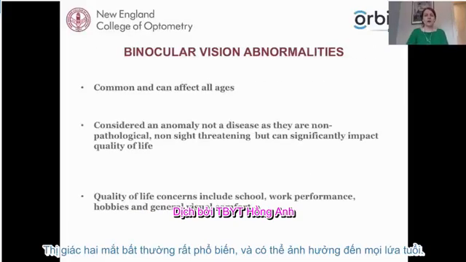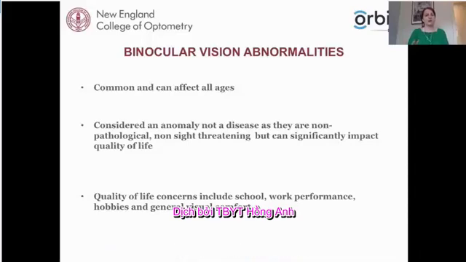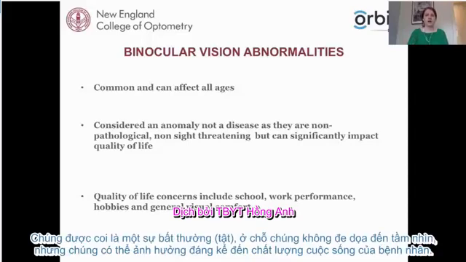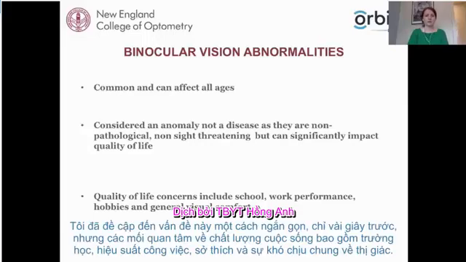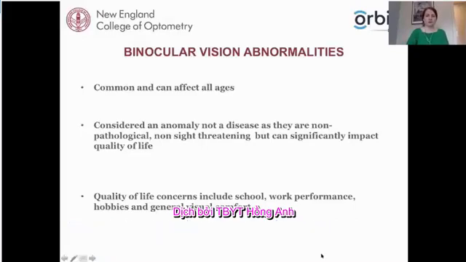Binocular vision abnormalities are very common and can affect all ages. They're considered non-pathological. They're considered an anomaly in that they're non-sight threatening, but they can significantly impact patients' quality of life. I touched on this briefly just a few seconds ago, but quality of life concerns include school, work performance, hobbies, and general visual discomfort.